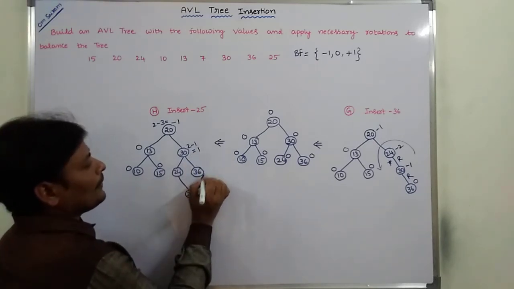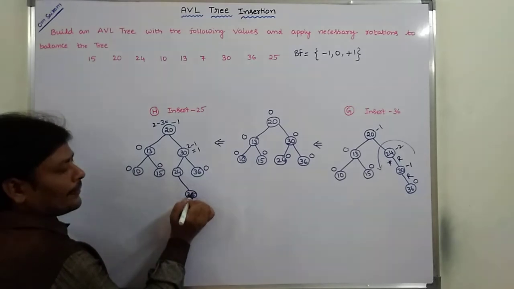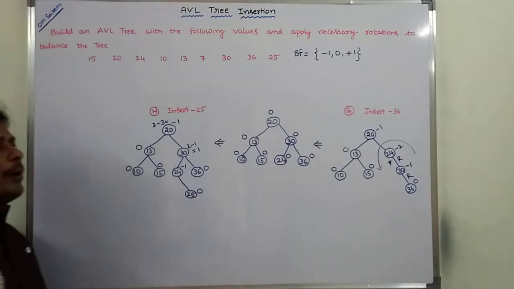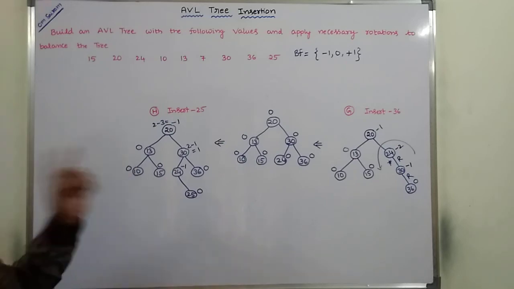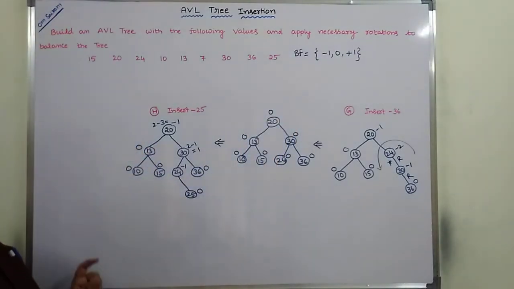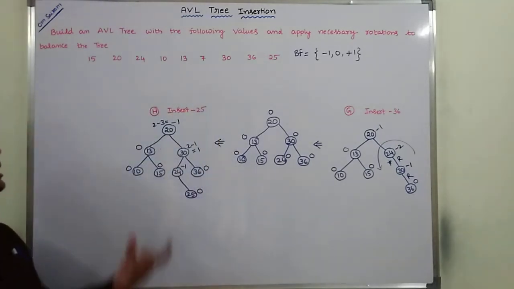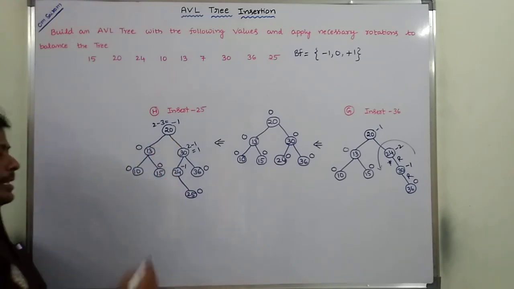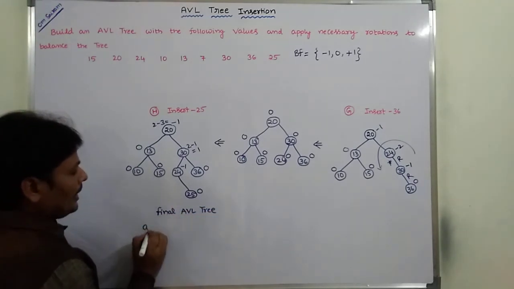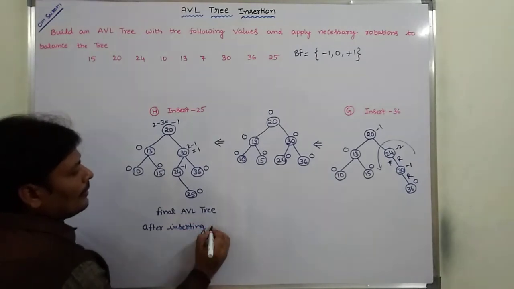Next, for this node, the height of the left subtree is 0, the height of the right subtree is 0. For this node, the height of the left subtree is 0, the height of the right subtree is 1, 0 minus 1 is minus 1. For this one, the height of the left subtree is 0, the height of the right subtree is 0. So all balance factors are 0, minus 1, or 1, which are the valid balance factors. So this is an AVL tree. After inserting 9 elements into the tree, this is the final AVL tree after inserting all the elements.